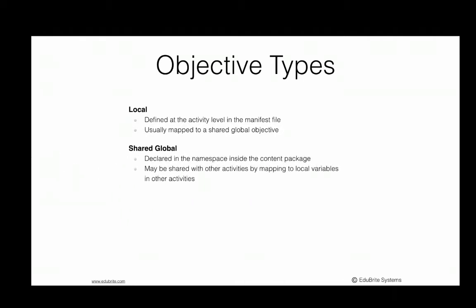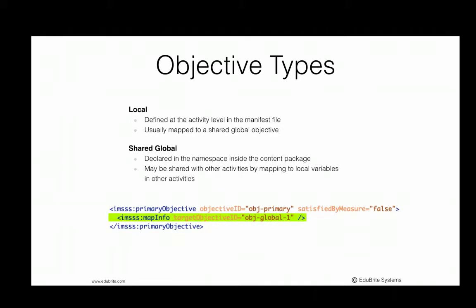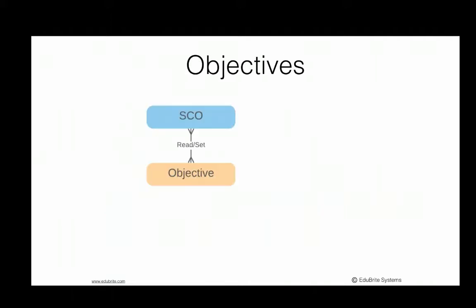And so here's an example of a primary objective, which we're going to get into in a moment. And it's a map info tag here with the target objective ID of this shared global one, objective global. So that's how you would map that local one to a global one.